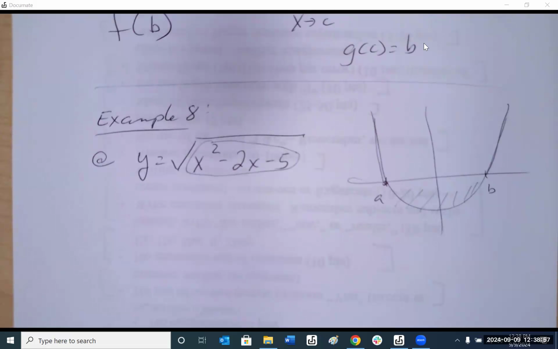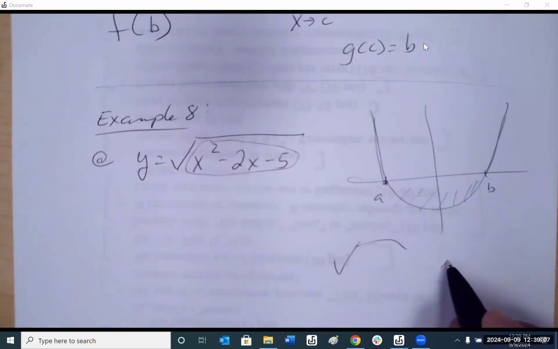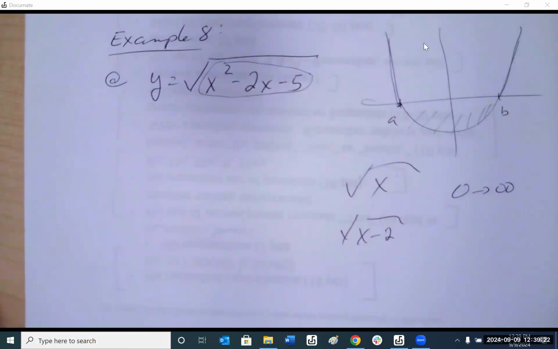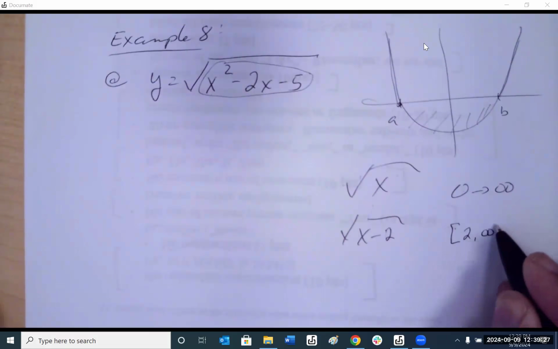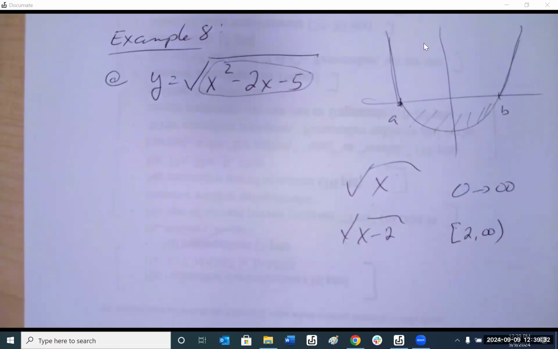Well, it could be continuous. It's just on its domain. But remember, the domain of the radical is from 0 to infinity. That's with this one. If we have an equation in there, so if we have x minus 2, what's the domain of that one? It shifts to the right two spaces.